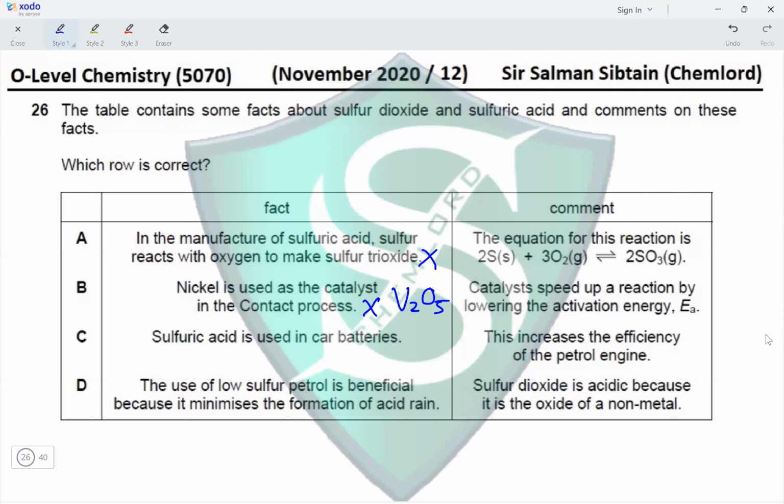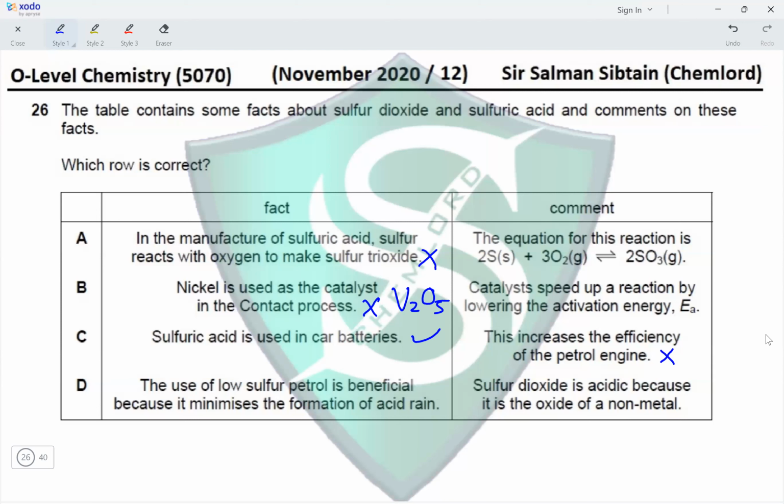Next, sulfuric acid is used in car batteries. Yes. Now let's look at the comment. This increases the efficiency of petrol engine. Car batteries are responsible for starting the car. They are not responsible for the use of petrol or making the petrol engine efficient. Once the car starts, then the petrol starts getting used up. So the comment is completely irrelevant.